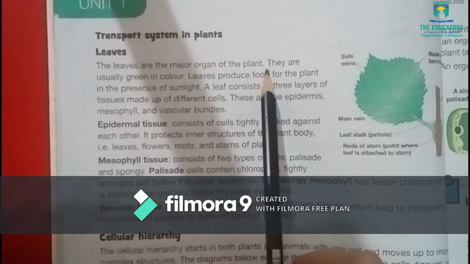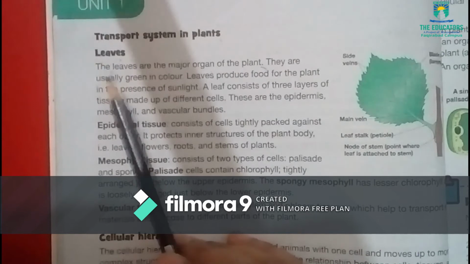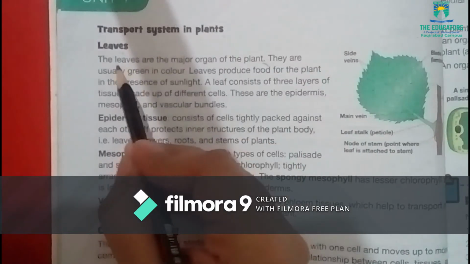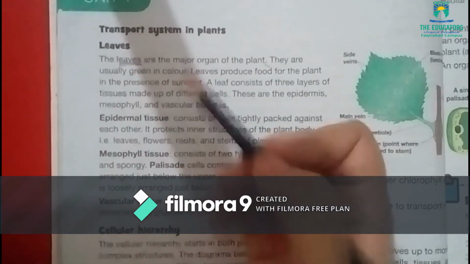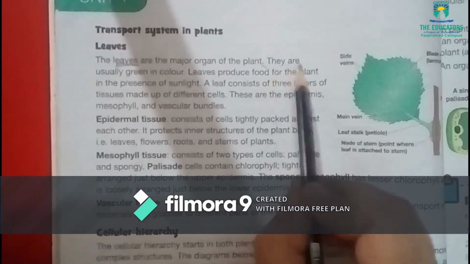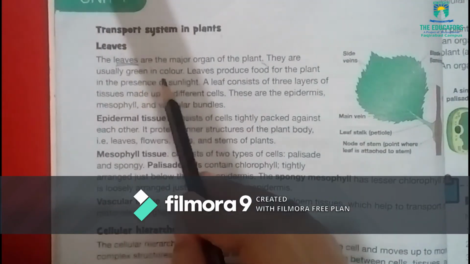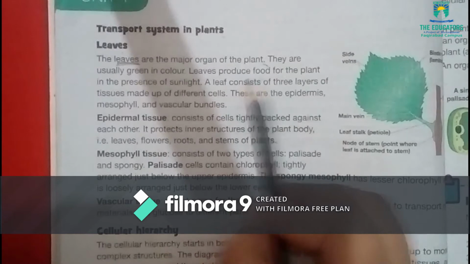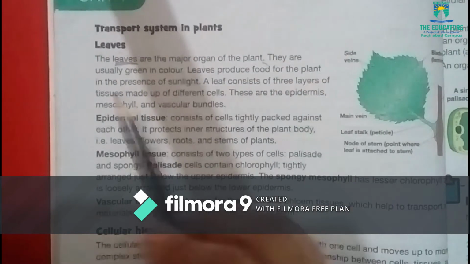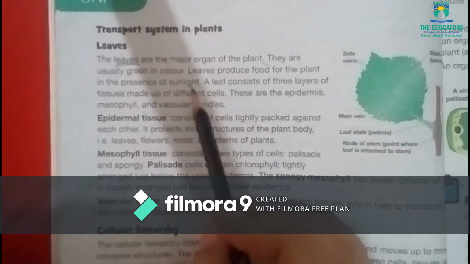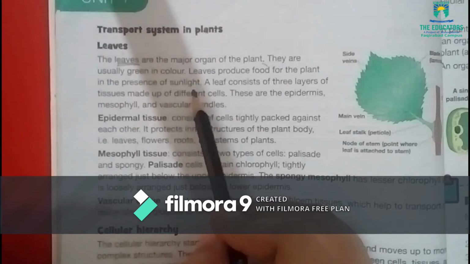What is the major organ of the plant? Leaf. Underline this word. Leaves are the major organ of the plant. They are usually green in color. Leaves produce food for the plant in the presence of sunlight.